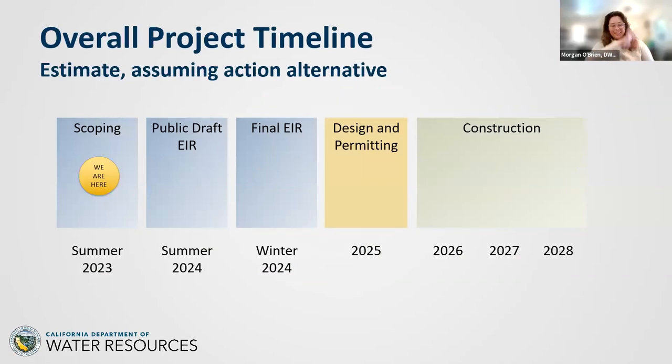Thank you, Lori. So the current estimate of the project timeline, assuming an action alternative is the result of the CEQA analysis, is as follows. We are currently, as Lori said, in the scoping phase of both CEQA and the project, and we will be going into a public draft of the EIR in summer 2024. The final EIR is planned to be complete at the end of 2024, and provided that an action alternative is recommended, the design and permitting effort is estimated to last at least a year, and then constructing this size of a project will likely take about three construction seasons.